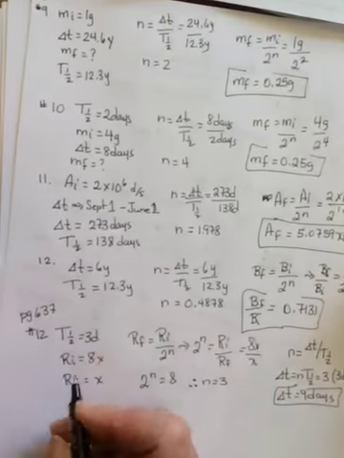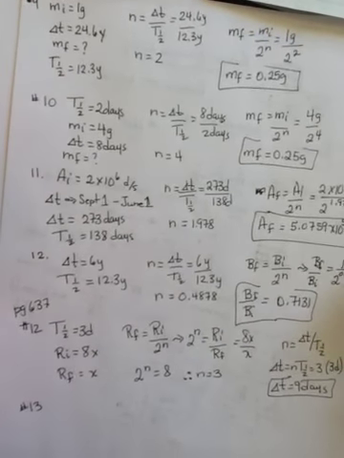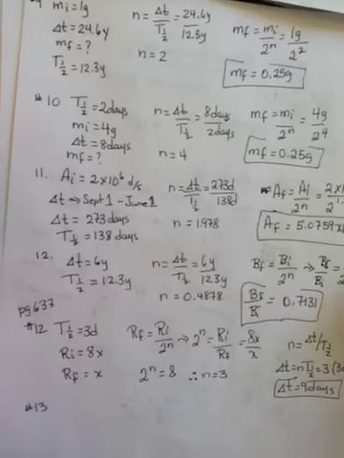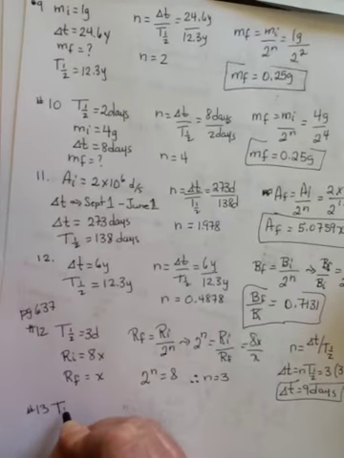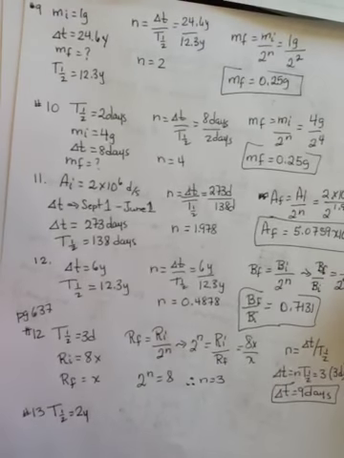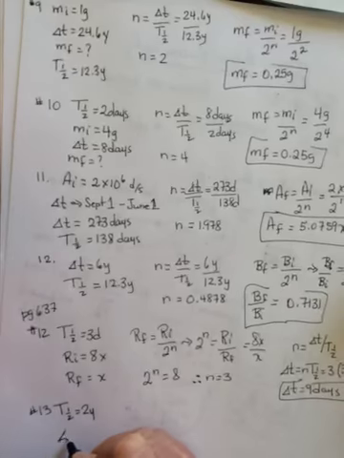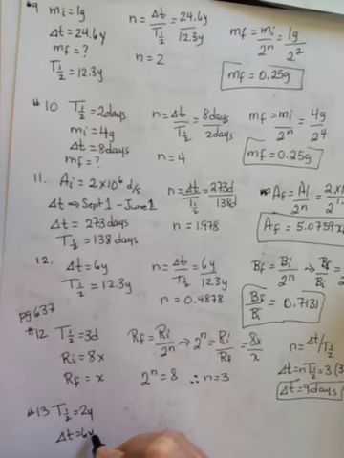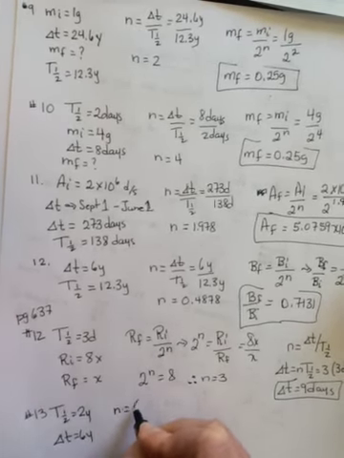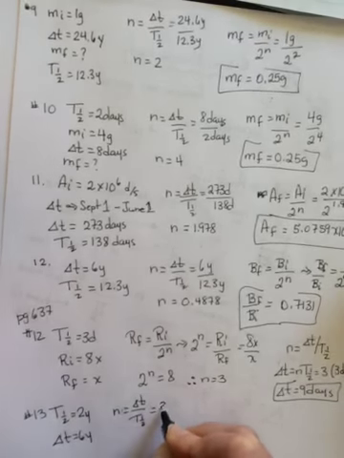Okay? Number 13 says, if the half-life of an isotope is 2 years, so T1/2 is 2 years, what fraction of the isotope remains after 6 years? Delta T is 6 years. So again, n is equal to delta T over T1/2. Hopefully you get 3 there.